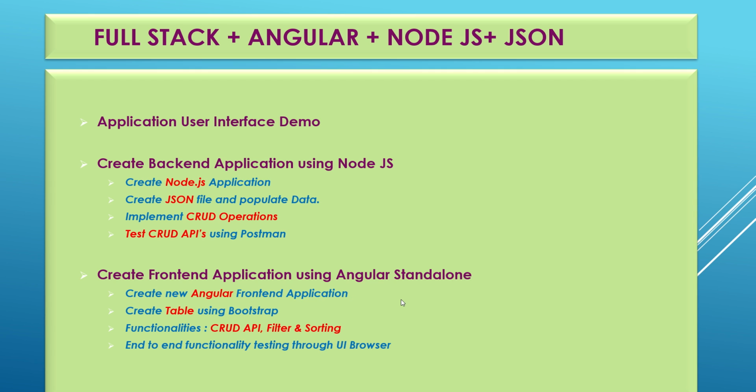On the front end side we are going to create our front end application. It's a standalone application, and we are going to create a table using Bootstrap, and we are going to implement CRUD functionalities, as well as we are going to implement filter and sorting functionality on the table data. And finally we will cross check all the end-to-end functionality using the UI in the browser. So this is about all the points which we are going to cover in this video.